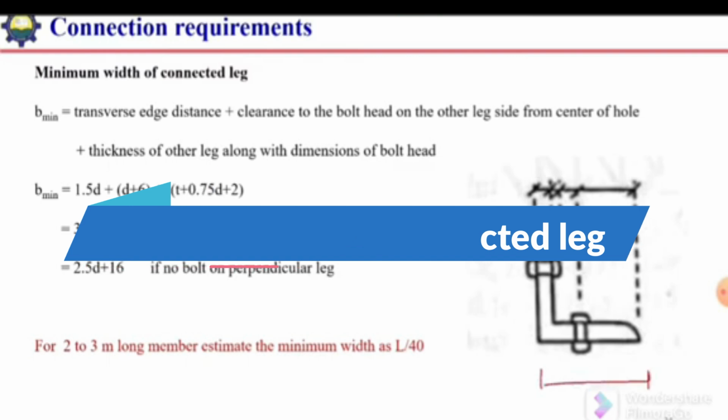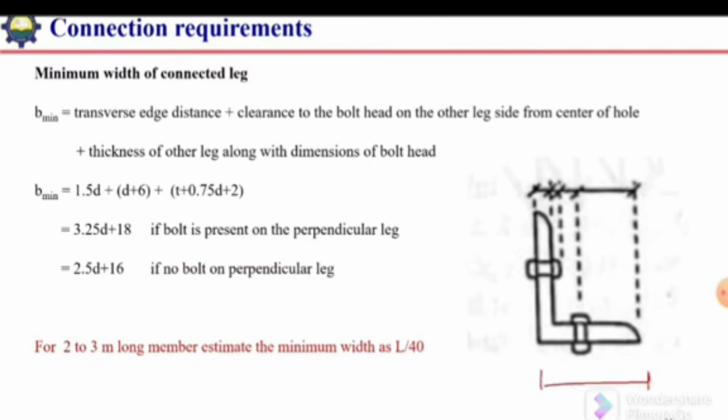Okay, next is what should be the minimum width of the connected leg. So its width is based on these factors. First is the transverse edge distance, the distance from this edge up to the center of the bolt, which we have studied in the previous slide, which should be more than 1.5 diameter of the bolt. So we should consider this transverse edge distance as 1.5 times the diameter of the bolt.